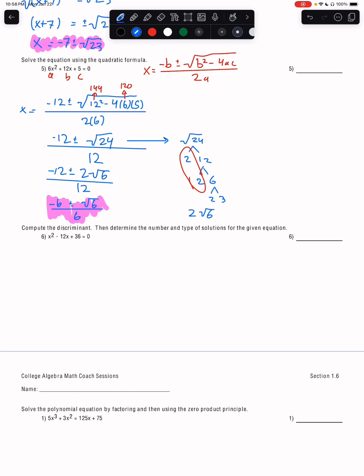Now for the last question on 1.5, compute the discriminant, then determine the number and type of solutions for the given equation. So the discriminant is like one piece of the quadratic formula. The discriminant is b squared minus 4ac. We're just going to take a, b, and c. I'll write what they are on the side. A is 1, because there's nothing being multiplied by the x squared. B is negative 12. We've got to make sure to carry that negative sign. And then C is 36. Now we just plug in for the discriminant.